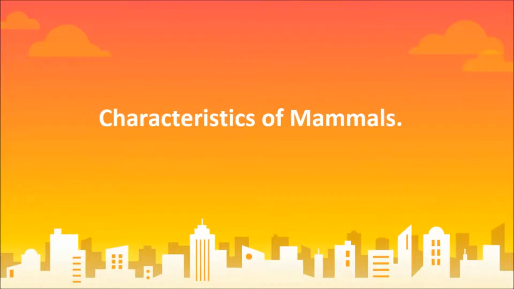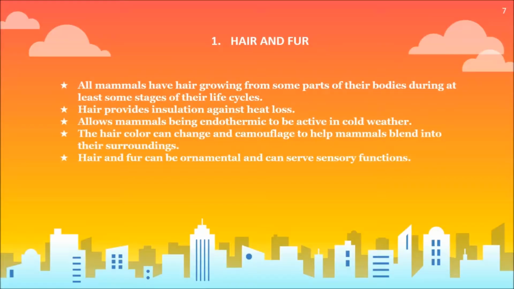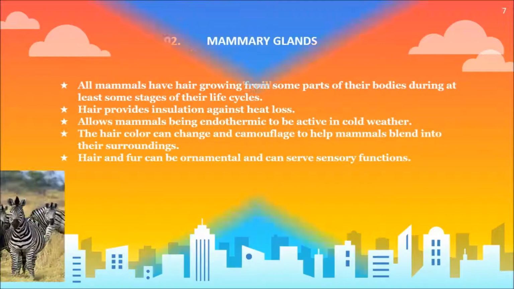These characteristics distinguish mammals. First, hair and fur. The most distinguishing characteristics of mammals are the presence of hair and milk-producing mammary glands. All mammals have hair growing from some parts of their bodies during at least some stages of their life cycles. Hair provides insulation against heat loss, and being endothermic allows mammals to be active even in cold weather. The hair color can change and camouflage to help mammals blend into their surroundings. Hair and fur can be ornamental and can serve sensory functions.